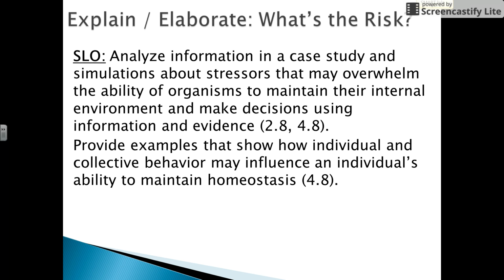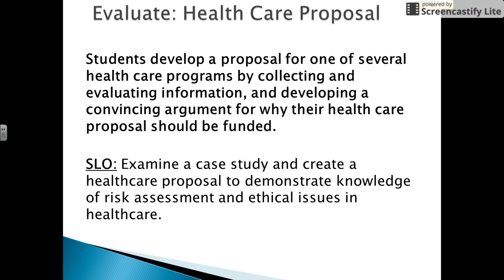So by the end of these activities, the student learning outcomes are that students should be able to analyze information in case studies and simulations about stressors that may overwhelm the ability of organisms to maintain their internal environment and make decisions using information and evidence. In addition, students should be able to provide examples that show how individual and collective behavior may influence an individual's ability to maintain homeostasis. The final activity of Chapter 6 is the healthcare proposal.